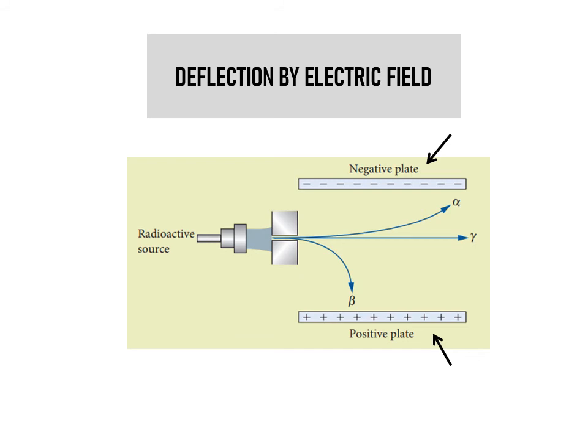Thus, the alpha particle is deflected less than the beta particle, while the beta particle is very light, so it deflects more. Gamma radiation or gamma rays are not particles and they have no charge. So, the gamma ray is not affected by the electric field at all. It is just going to keep going straight, like we can see in the diagram.